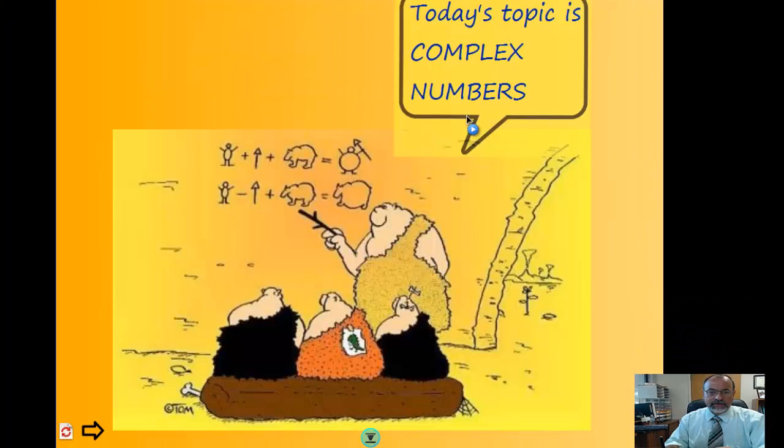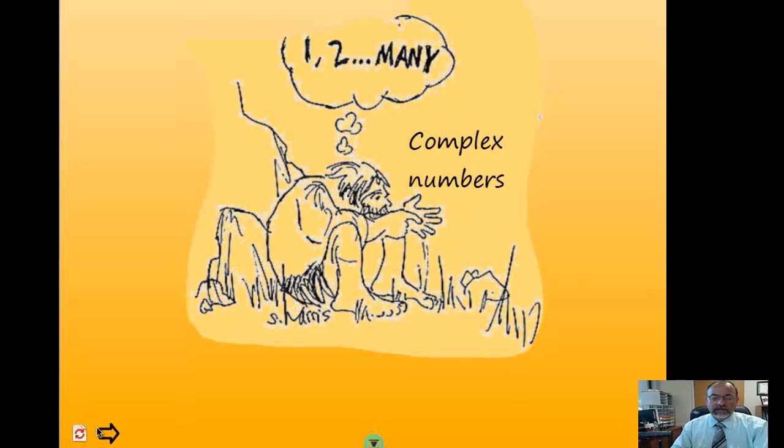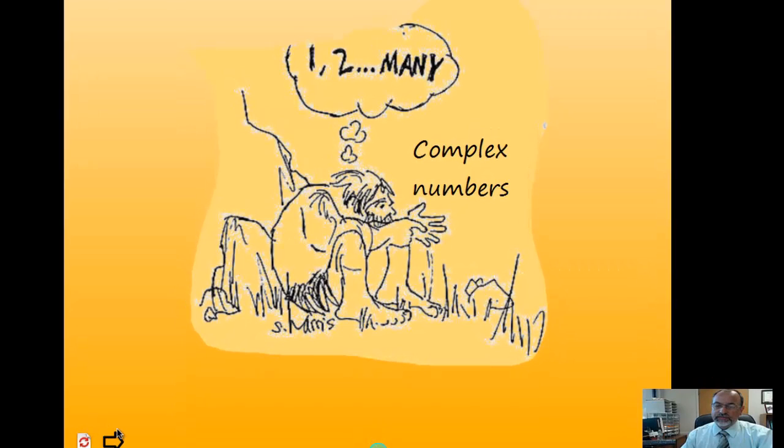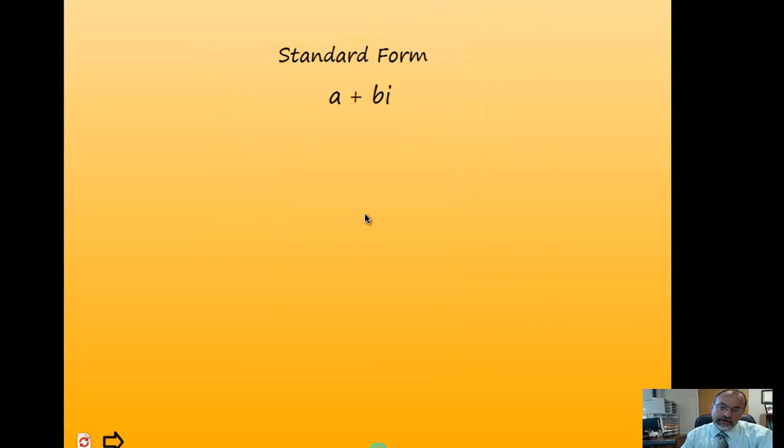Complex numbers is a little bit more complicated than one too many, as this guy was trying to do, but at least he was working at trying to get better. And this is the standard form of a complex number, a plus bi.